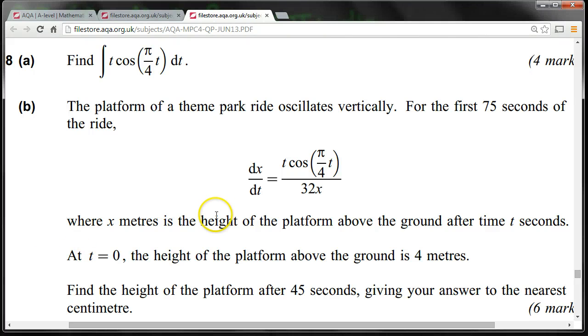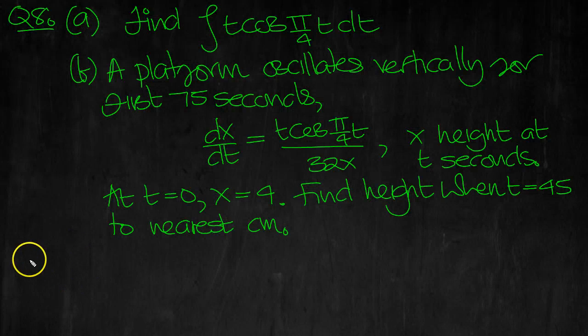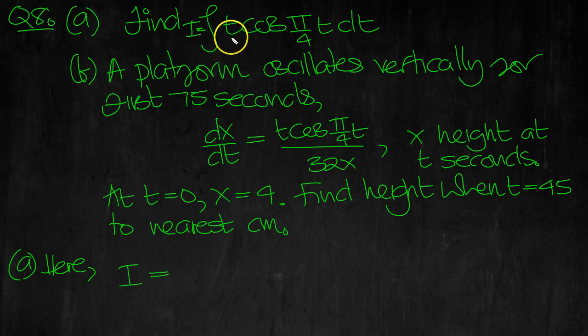Okay, here's the question then, parts A and B. So let's have a go at it. Part A, it's integration by parts. I'm going to label it as I. So here, I is equal to then. Let's call this u and this dv.